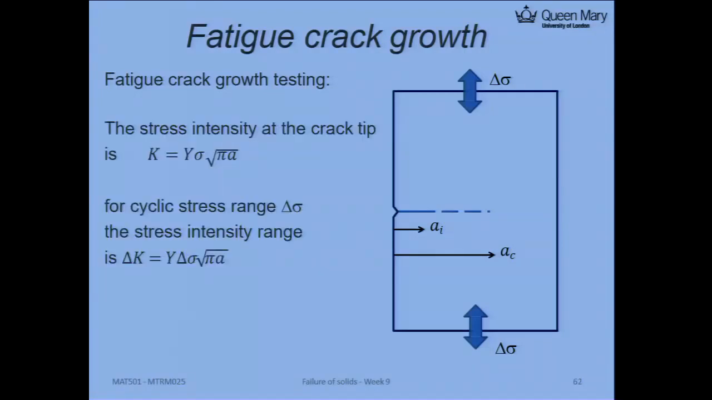Okay? So the stress intensity at the crack tip, just remind yourself, is K equal to the correction factor times the remote stress times the square root of pi a. That's for the general case for a fracture of a panel. But for cyclic stress, now you need to change that stress to this delta sigma. So basically it's a range, delta sigma.